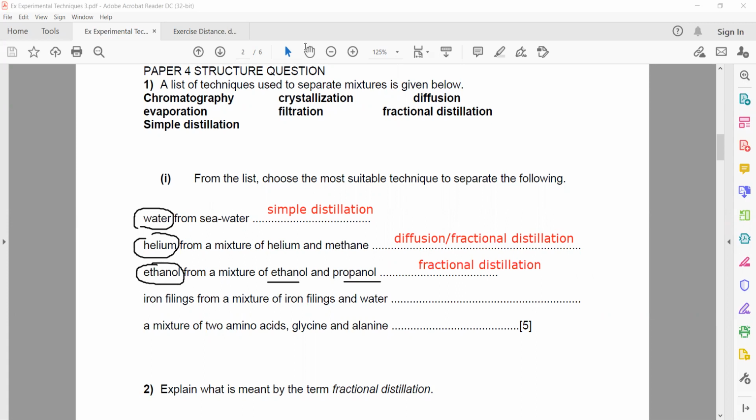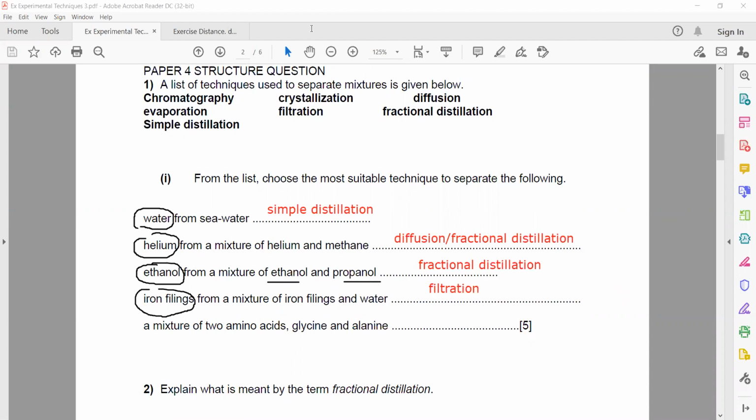Iron filings, from a mixture of iron filings and water. So iron filings means small pieces of iron. So iron is insoluble. As you add iron metal to water, iron does not dissolve in water. So if you have an insoluble solid, which technique can you use? You can use filtration.